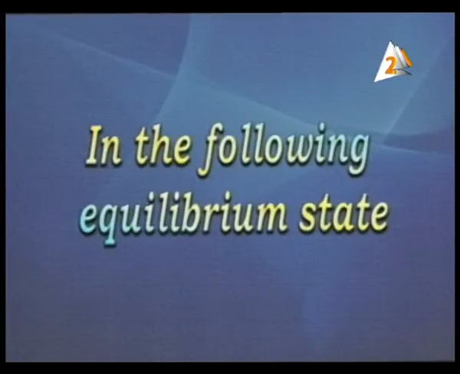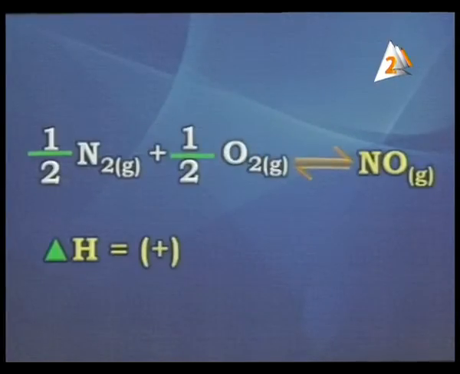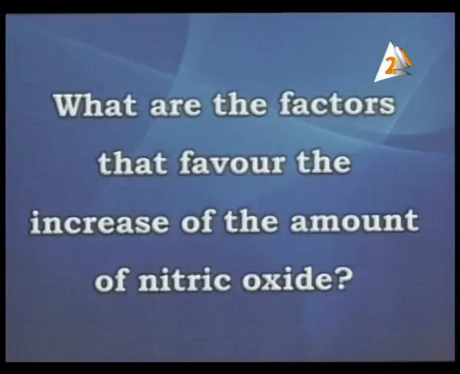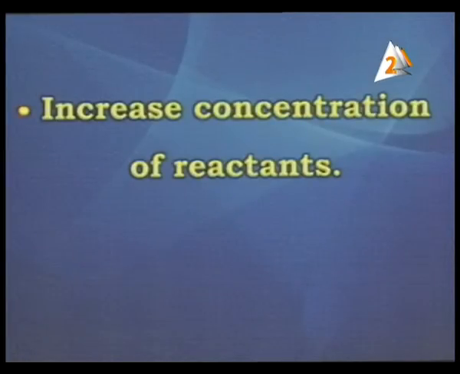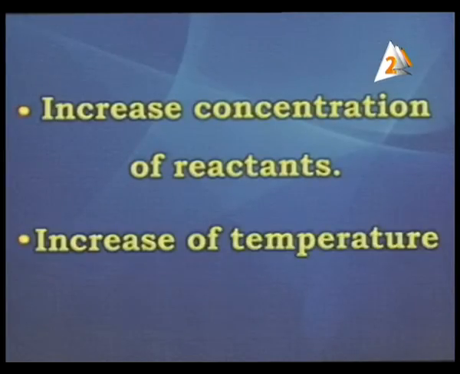My dear students, next type of question. In the following equilibrium, half N2 plus half O2 gives NO, delta H is positive. What are the factors that favor increasing the amount of nitric oxide? The answer: increase the concentration of reactants or increase the temperature.